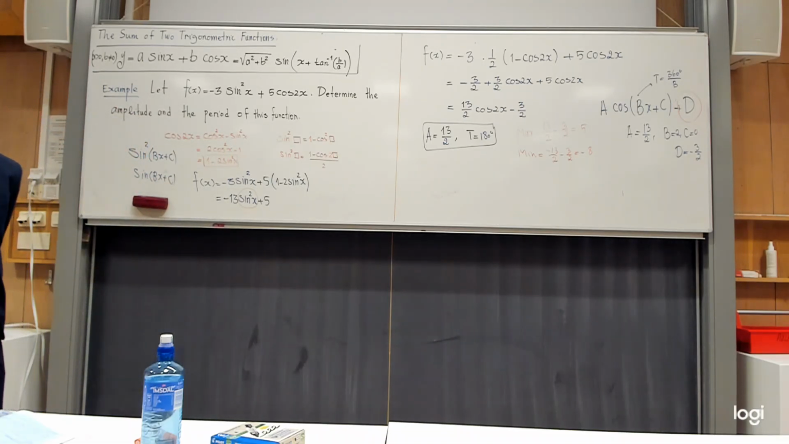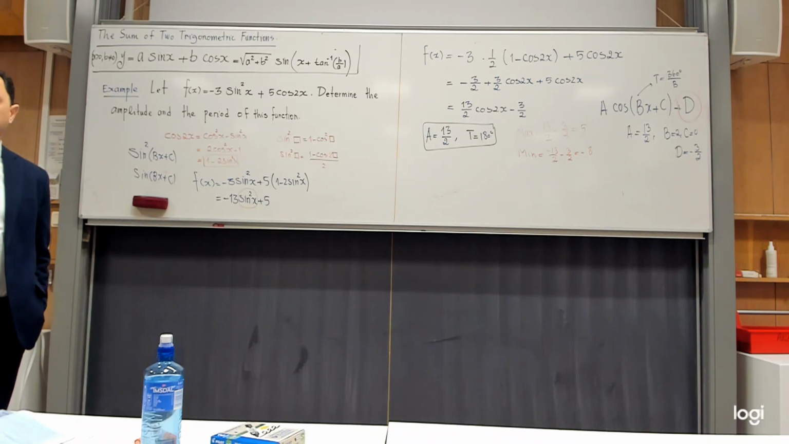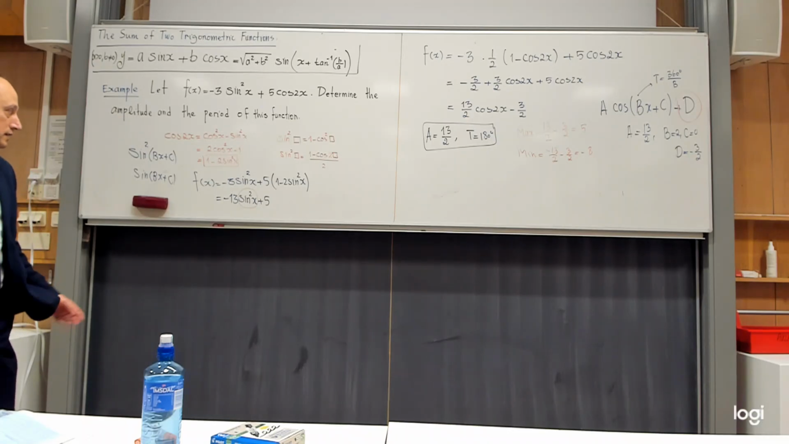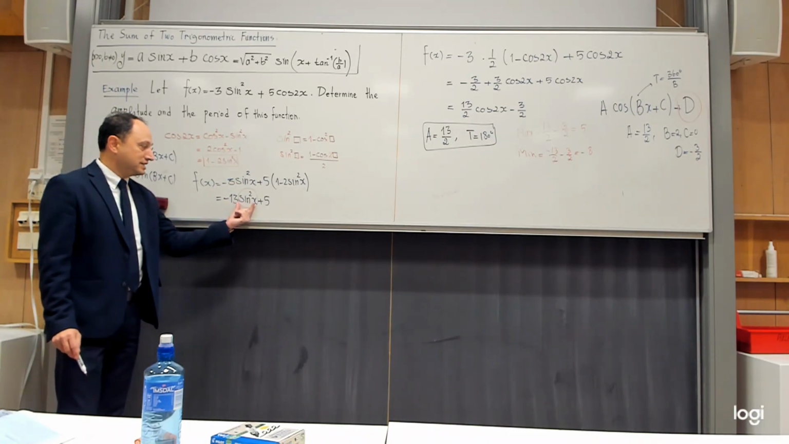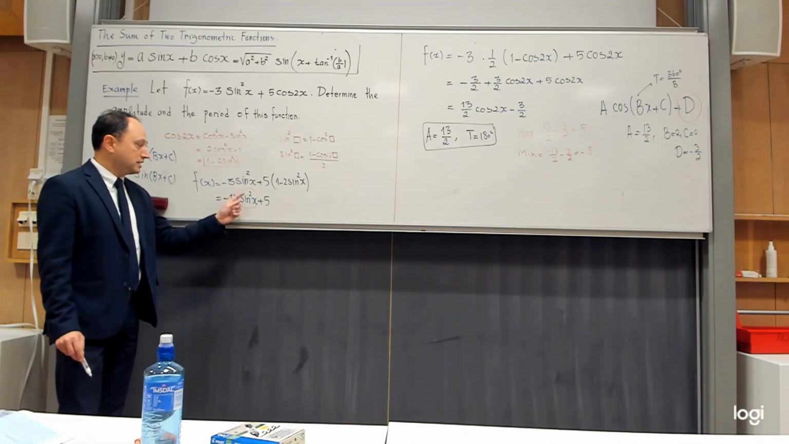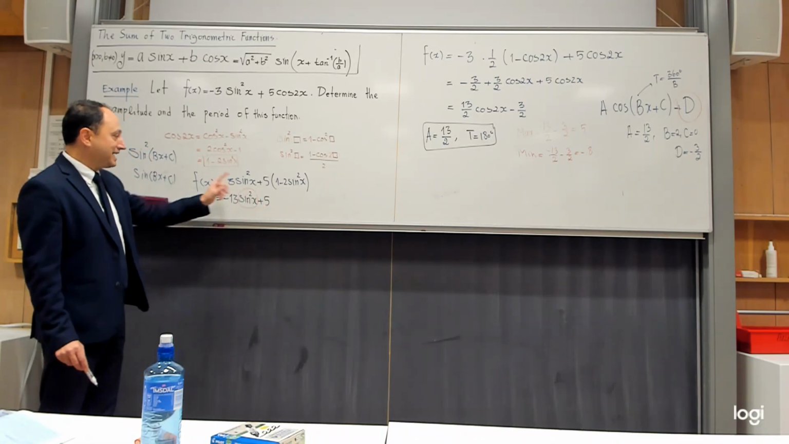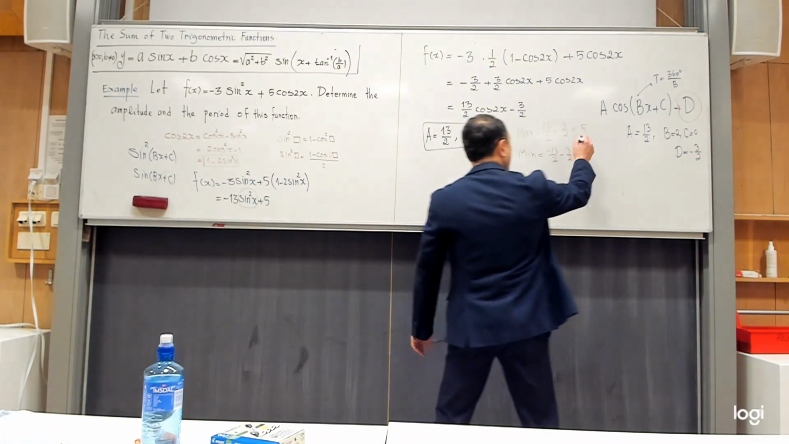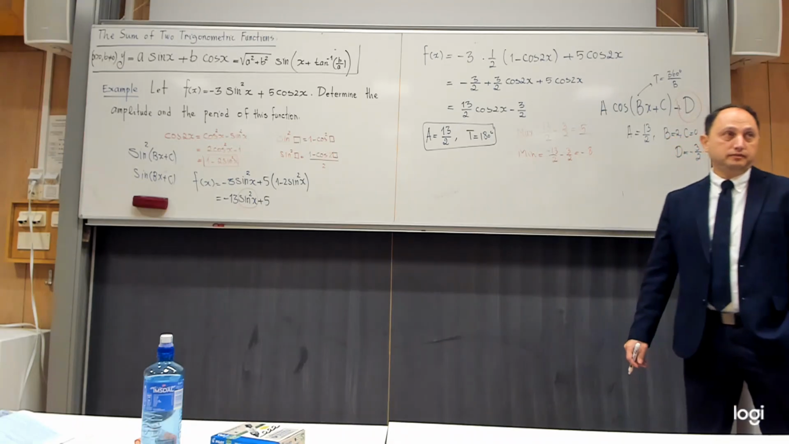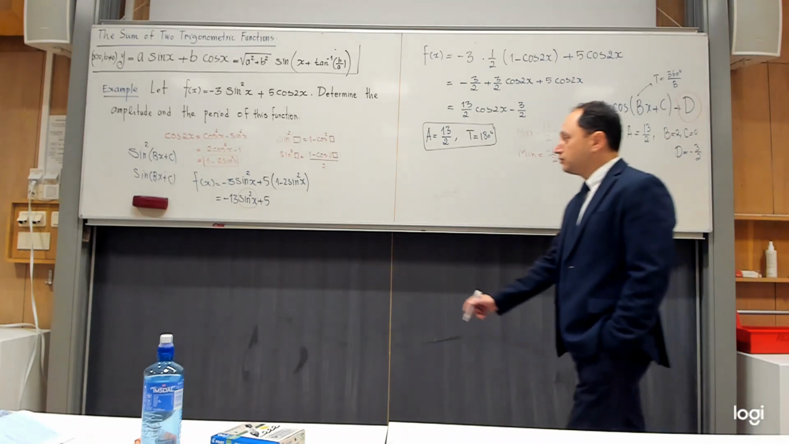What is the lowest value for sine squared x? Zero. Yes? Because this is to the power of even, it cannot be negative. So the minimum value of this is 0. So if I replace it with 0, then I get 5 as the maximum of my function. That's my maximum function value. Yes?